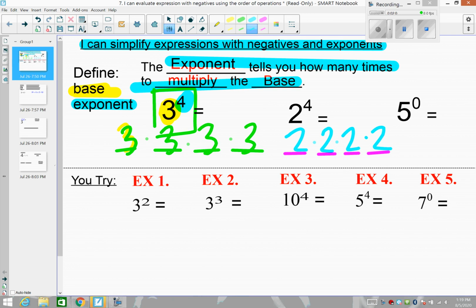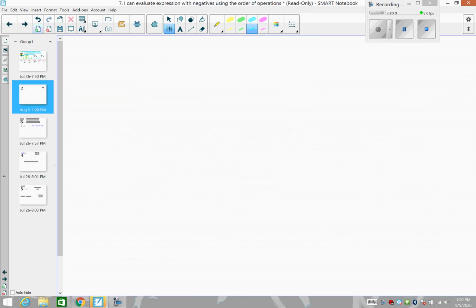Now, this next one's a little bit tricky. It says 5 to the 0 power. So how many times are we multiplying the base? 0 times. So we don't even put a blank down because that's not what's happening. Now most kids would think that the answer to this would be just 5 because it's 5 to the 0 power. But the proof of that is really about patterns.